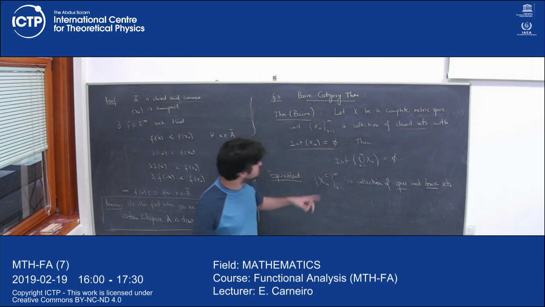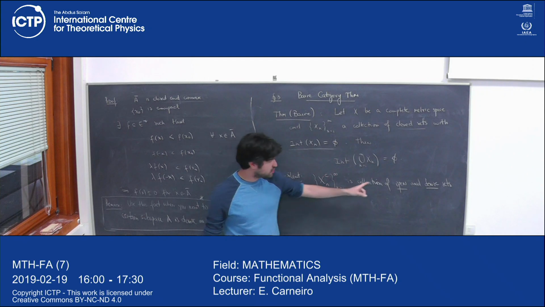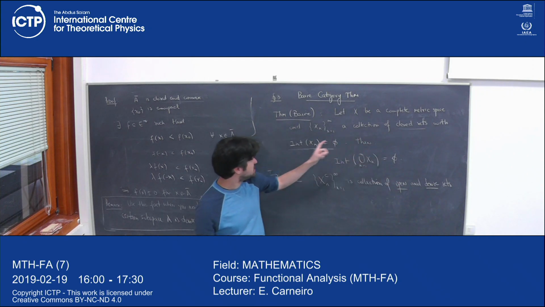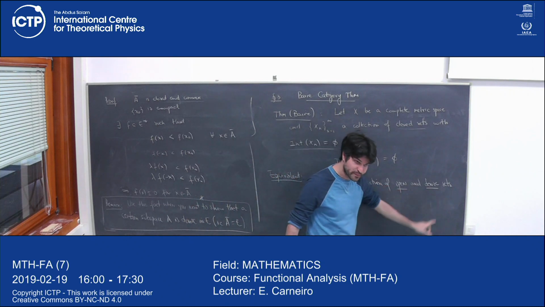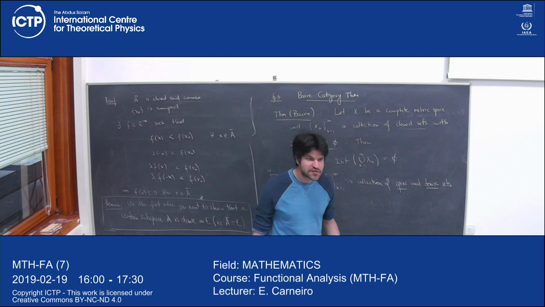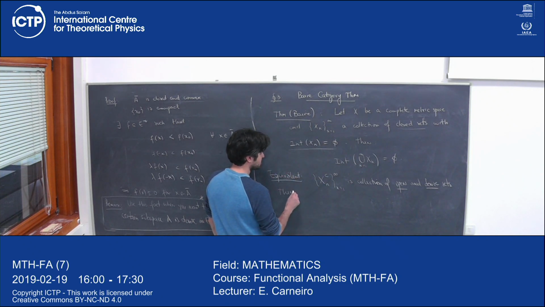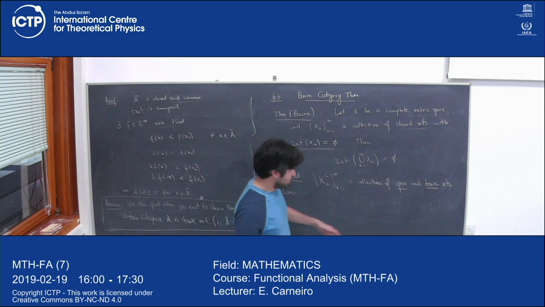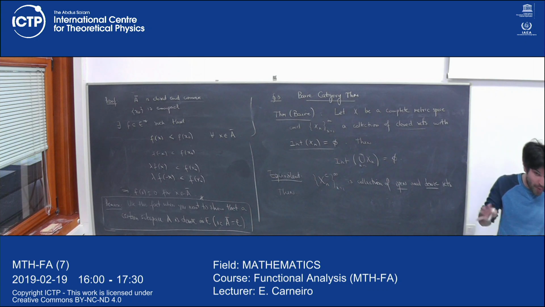Okay. So if Xn is closed, then the complement will be an open set. If Xn has empty interior, this means that the complement will be dense. So if I give you a collection of open and dense sets, then an open and dense set is a very fat set. It's a set that populates the whole space, right?